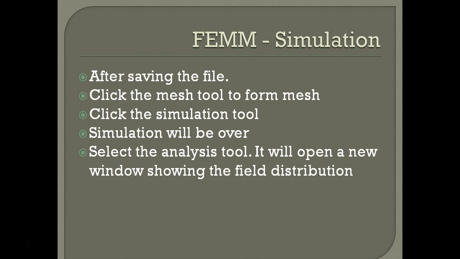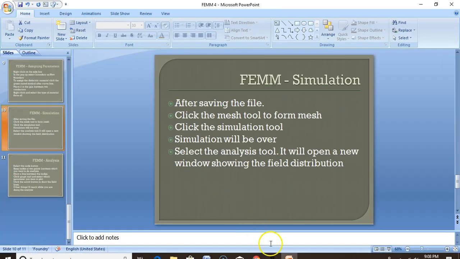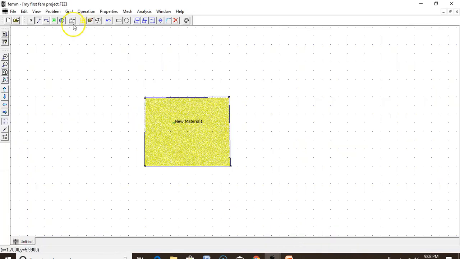Once the simulation is over, you have to go for the analysis. Let us see how it goes. So now the mesh is formed. Here you see the simulation. There is a gear-like structure. Press it. Now the simulation is over. It's a very simple experiment, and the simulation runs within a fraction of a second.